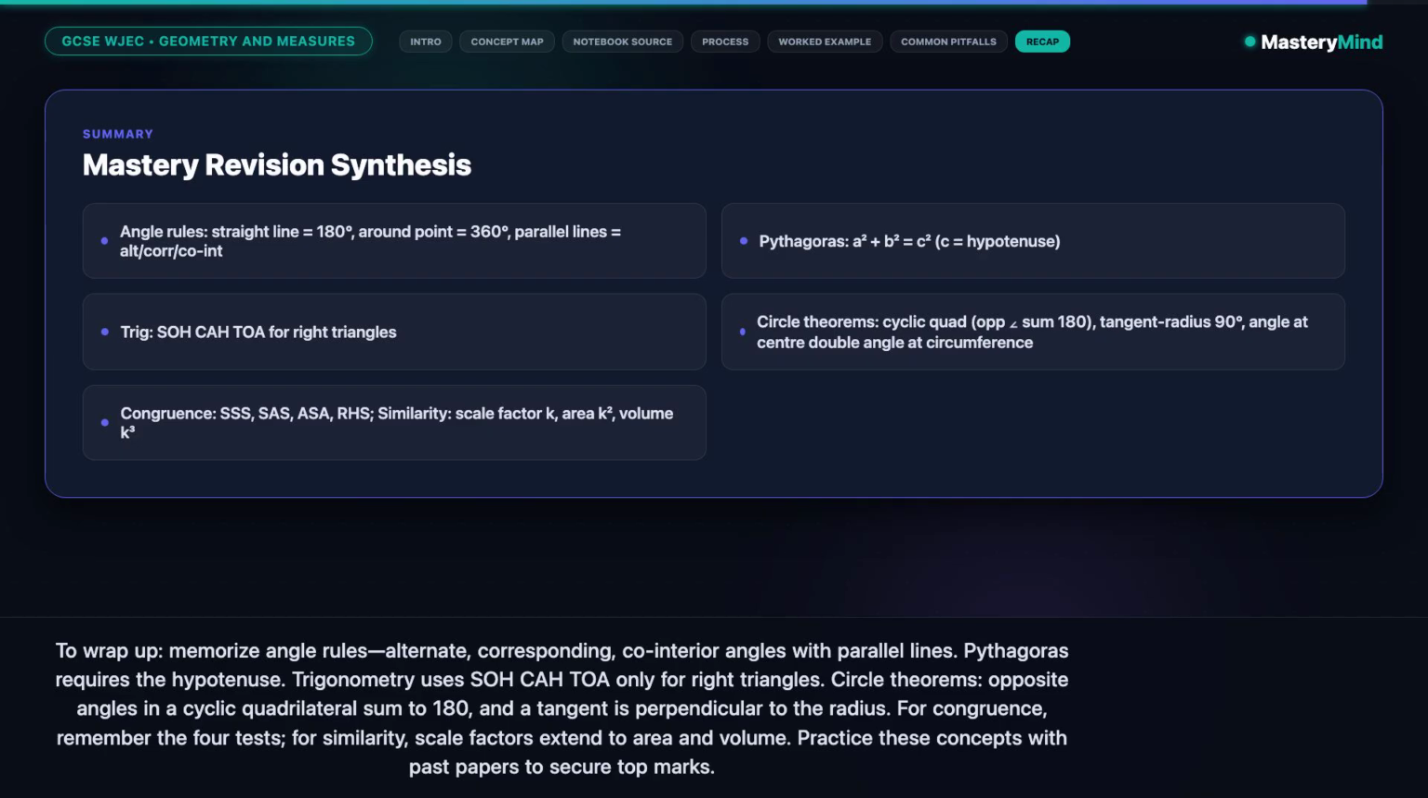For congruence, remember the 4 tests. For similarity, scale factors extend to area and volume. Practice these concepts with past papers to secure top marks.